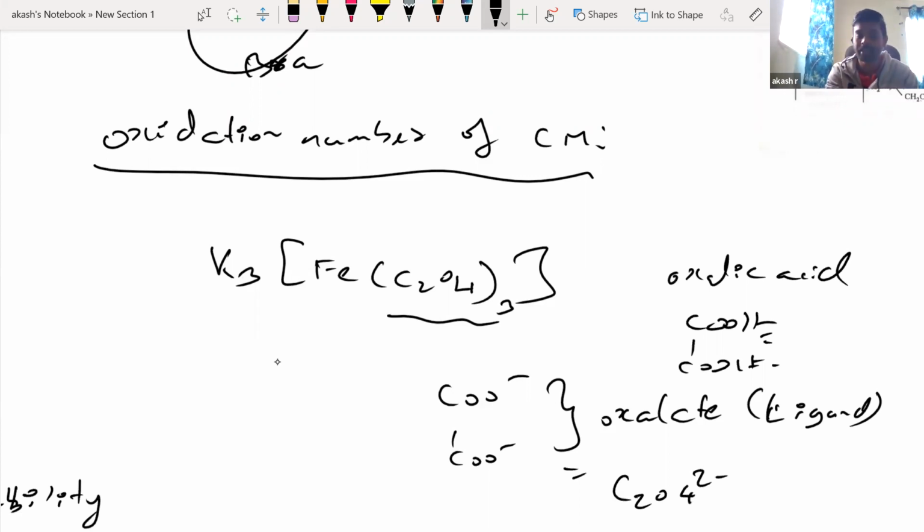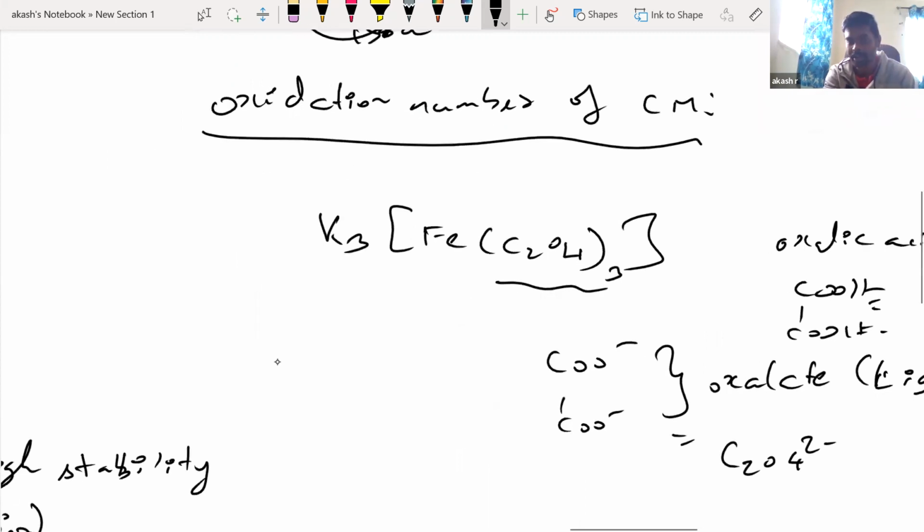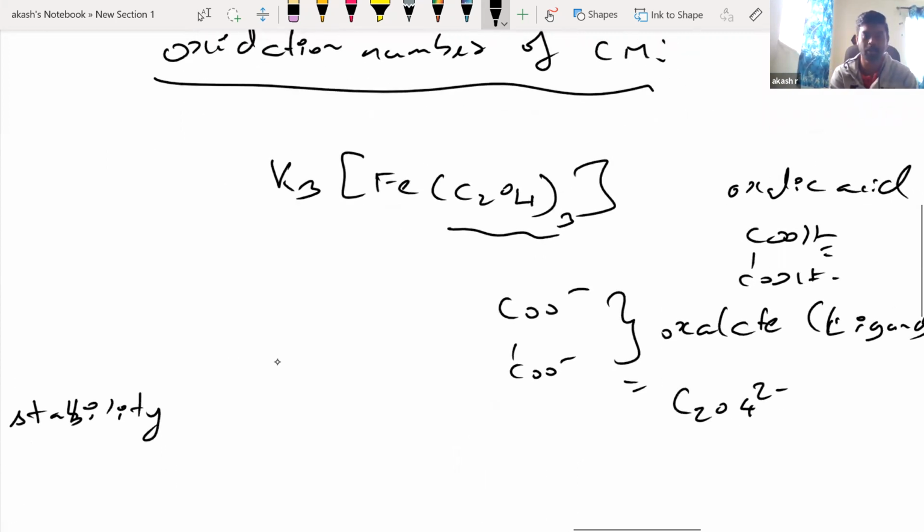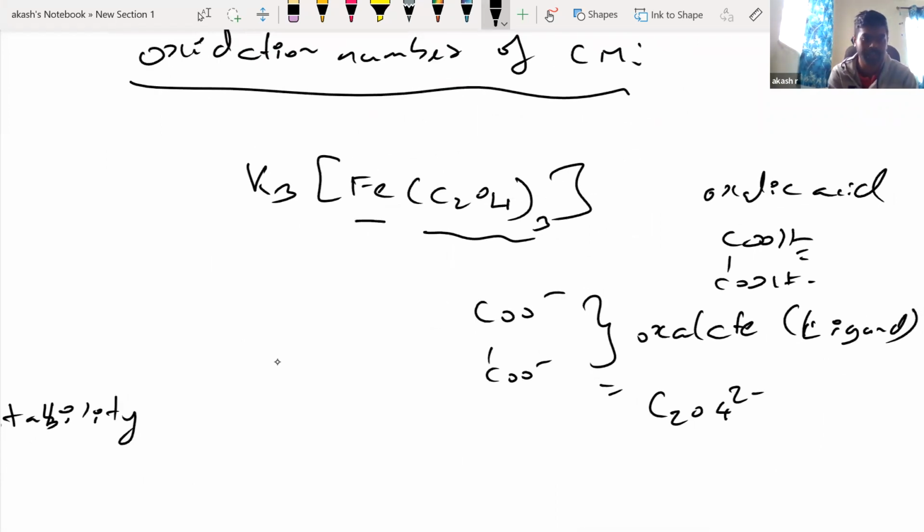Anyways, we are trying to calculate the oxidation number of the central metal atom. That means here the central metal atom is Fe, not potassium. Please understand, potassium is your counter ion. Whenever a counter ion is given to you and you want to find the oxidation number, it is better to remove the counter ion and write the coordination sphere alone.